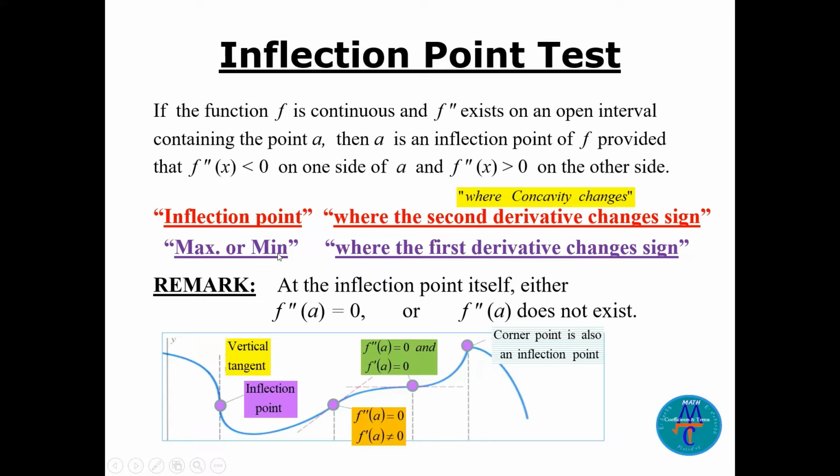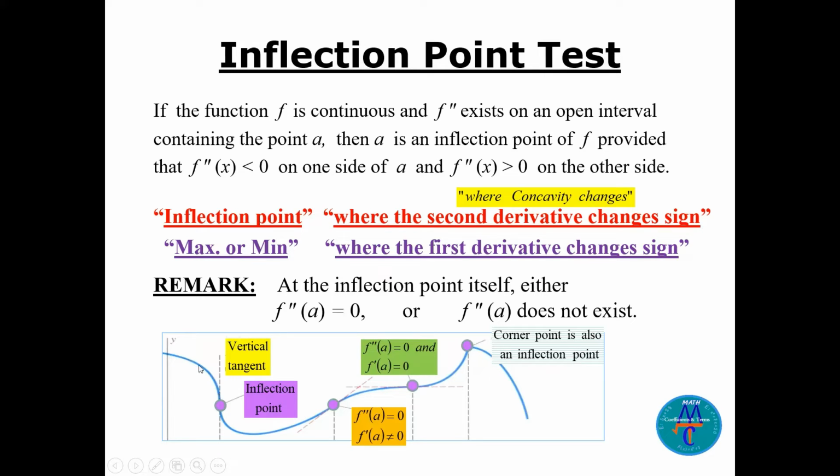We have max or min where the first derivative changes sign. Now I put here a nice graph so you can see the inflection point itself. Either we have f double prime at A equal to 0, or f double prime at A does not exist. I put here 4 examples. Let's start with this one. Sometimes you can have a vertical tangent here. You know, when we found vertical tangents, there is an inflection point also, maybe.